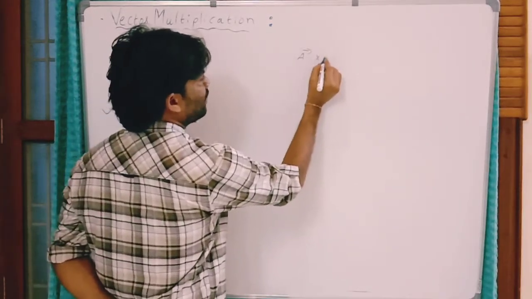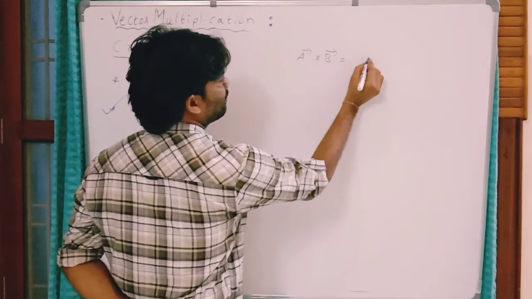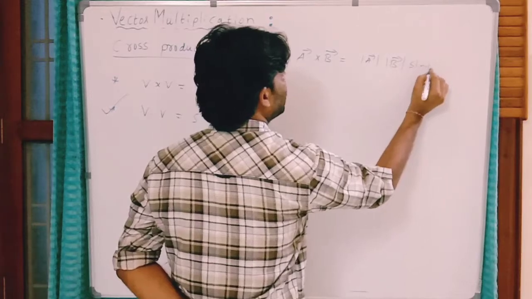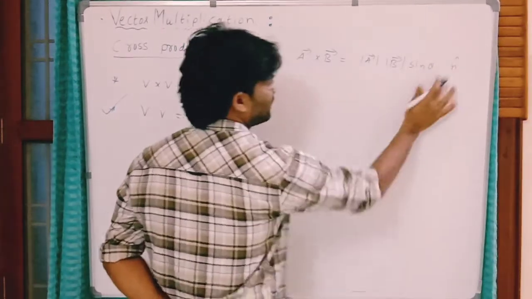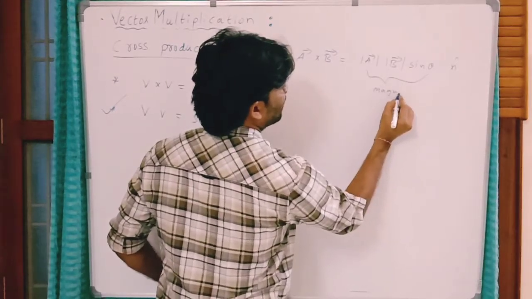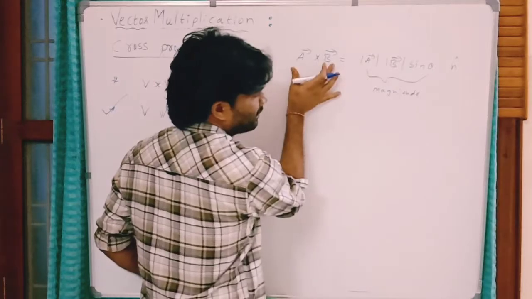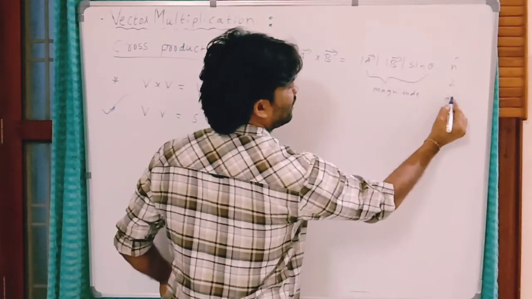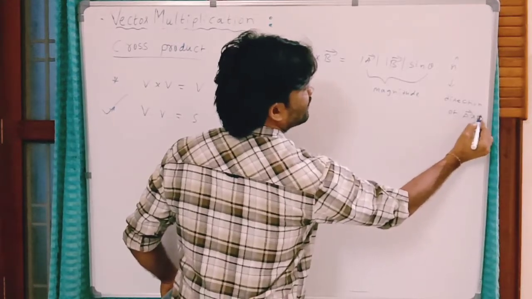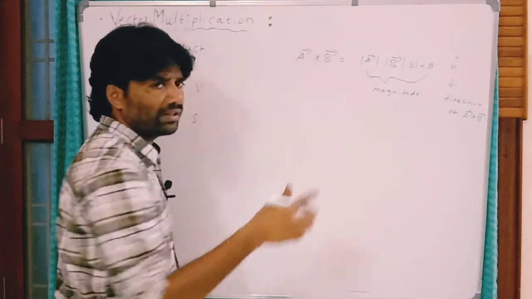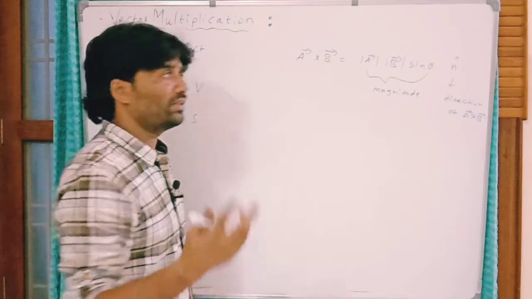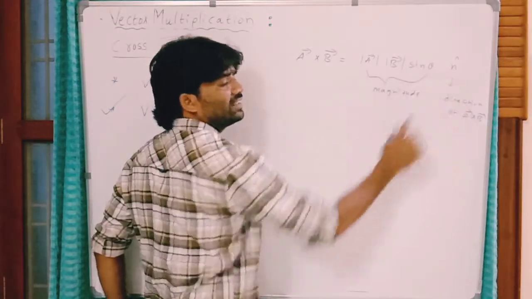The mathematical form of the cross product of two vectors is what? Mod of A times mod of B times sine of the angle between A and B, times n cap. This total term gives the magnitude of the new vector of the cross product of these two, and this gives what? Direction. It gives the direction of A cross B. If a vector is multiplied with another vector according to this cross product, then we will get a new vector. That new vector's magnitude is this and this is the direction, right?